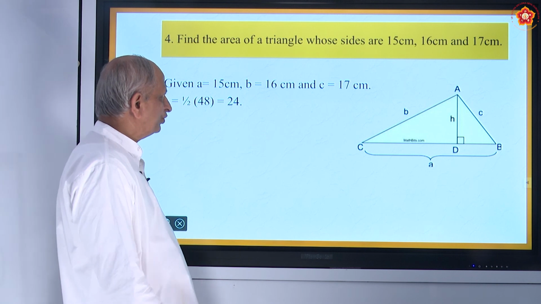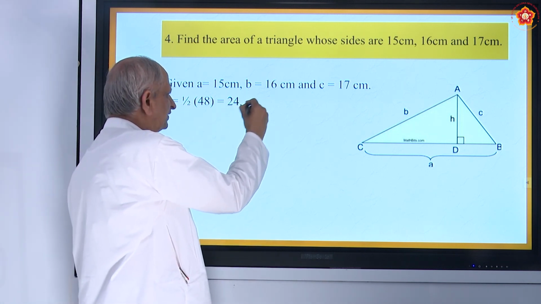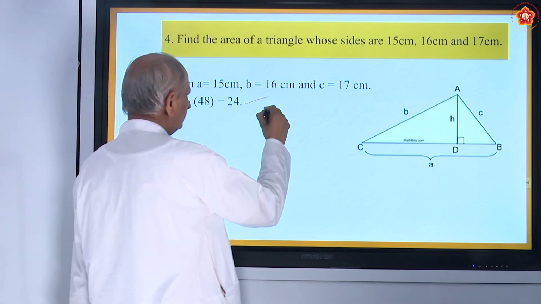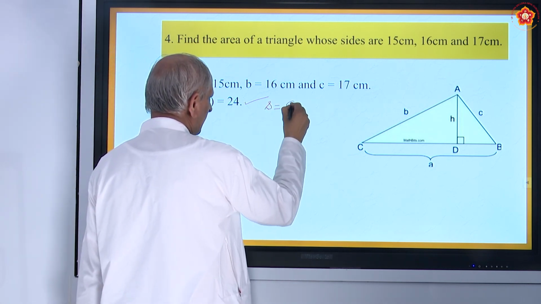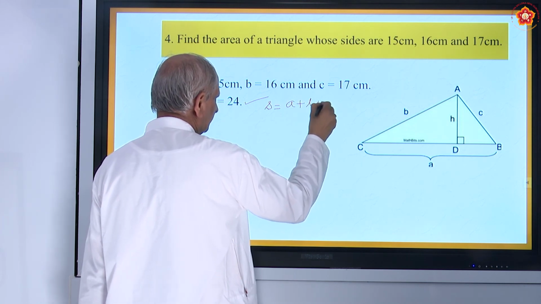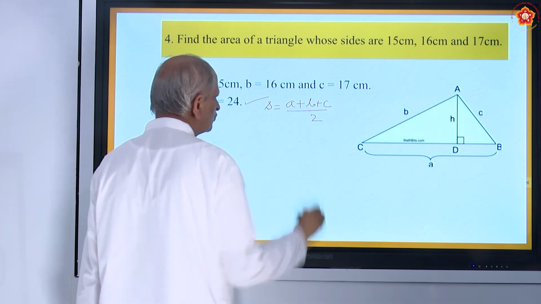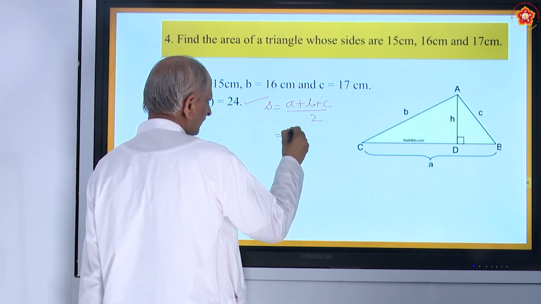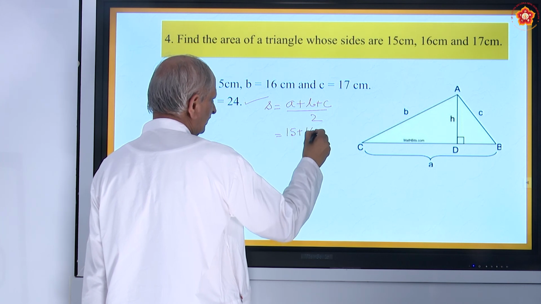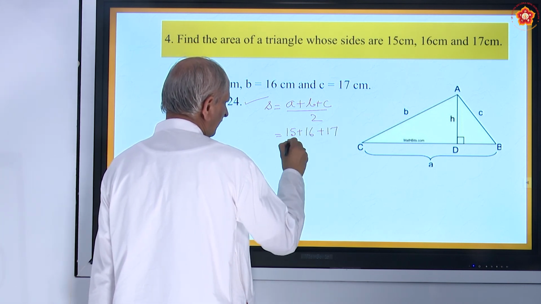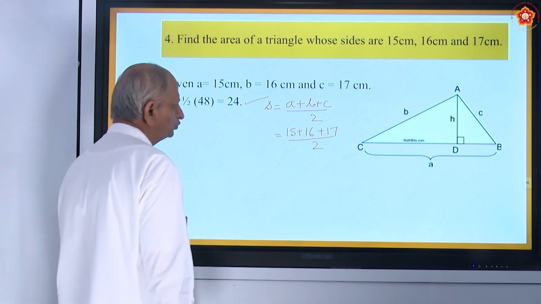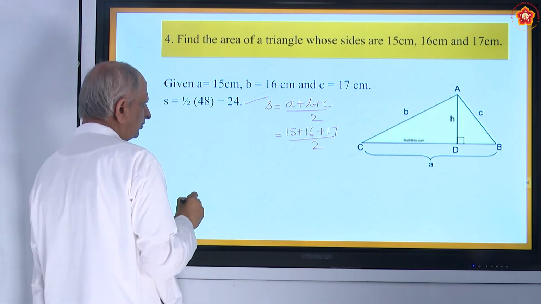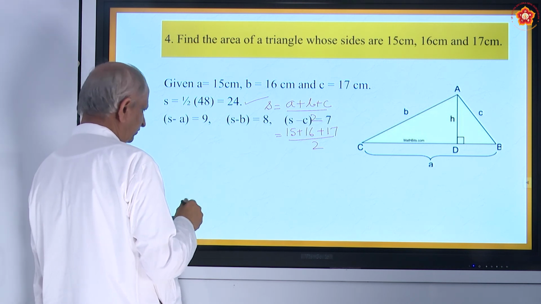So first, for Heron's formula, what do you want? S you must find out. How do you get S? S is given by the formula (A plus B plus C) by 2. What is A? 15. What is B? 16. What is C? 17, by 2. That is 48 by 2 becomes 24. So half of the perimeter becomes 24.